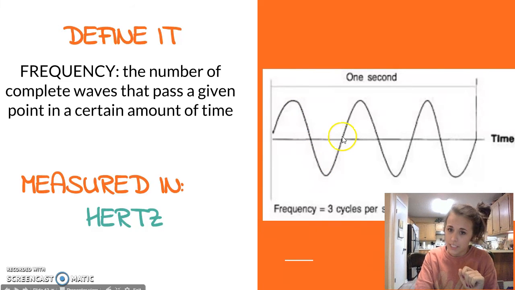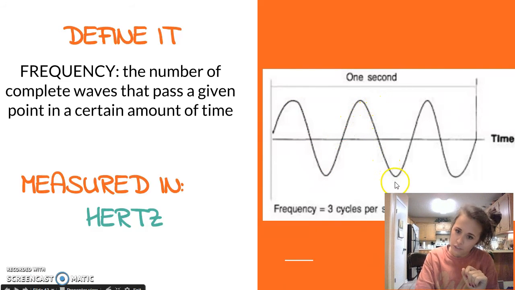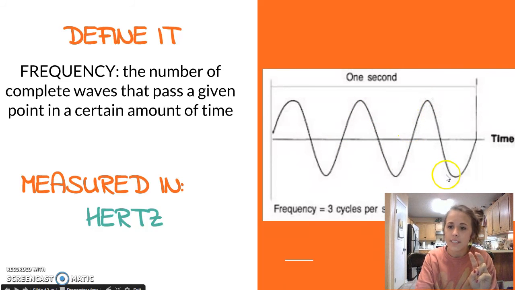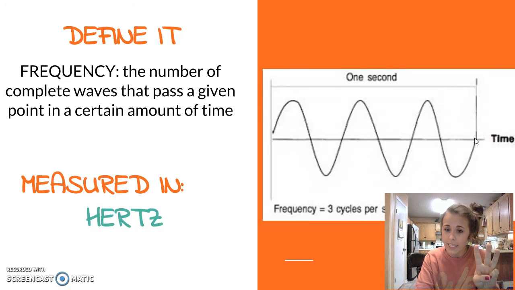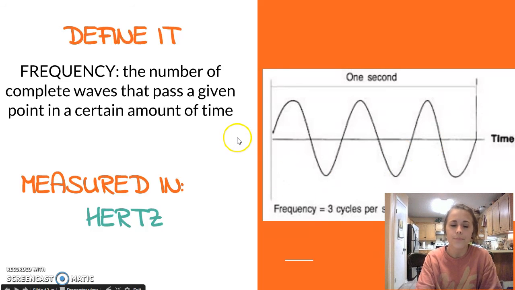So then we go from rest position to crest, down to trough, back to rest position. That's 2. And we go from crest to trough to rest position, and that's 3. So this is a measurement of 3 cycles per second. So the frequency of this wave will be 3 cycles per second.